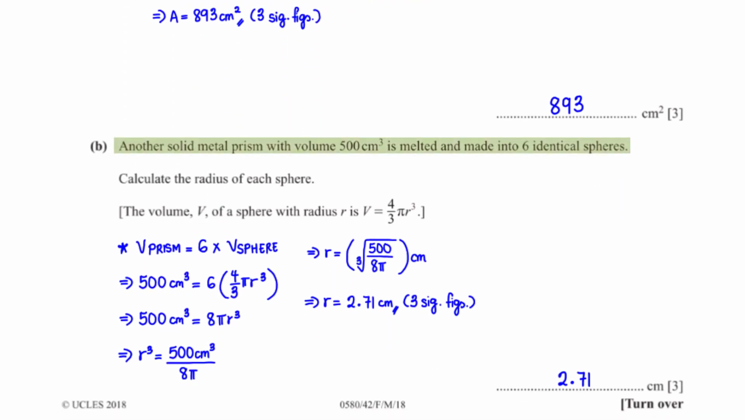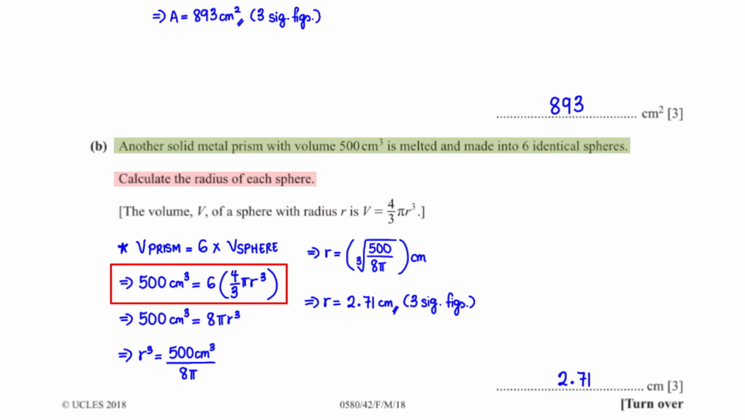Another solid metal prism with volume 500 centimeters cubed is melted and made into 6 identical spheres. Calculate the radius of each sphere. If the prism is melted to make 6 identical spheres, then the volume of the prism is equal to the volume of the 6 spheres. We've been given the volume of the prism to be 500 centimeters cubed.